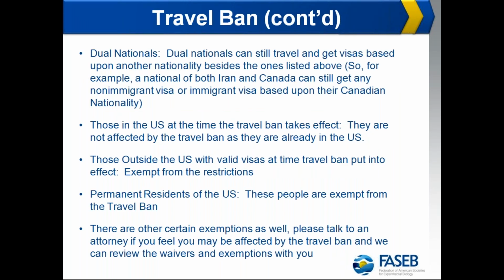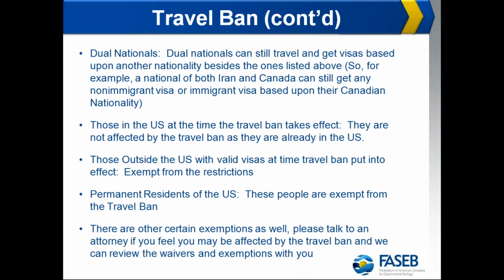Here's a couple of other notes. Basically, dual nationals, as I noted in the last slide, can still travel and get a visa based upon a separate nationality, aside from the list on the previous slide. So for example, if you're a national of both Iran and Canada, you can still get a non-immigrant visa or immigrant visa based upon Canadian nationality.